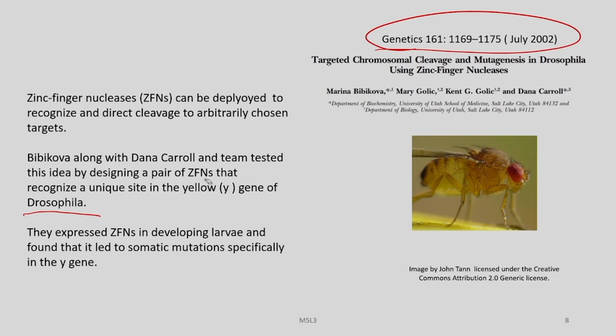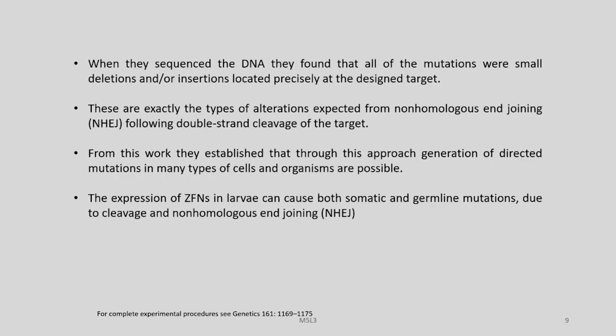While targeting this particular yellow gene, they expressed the ZFNs in developing larvae and found that it led to somatic mutations specifically in the Y gene. And when they sequenced the DNA location, they found that all the mutations were small deletions and or insertions located precisely at the designed target. So, this is a very successful experiment which built up the confidence that ZFN can be used for targeted deletions.